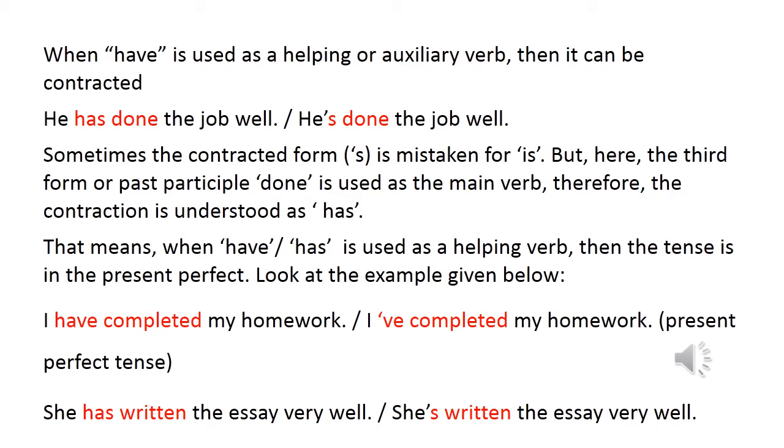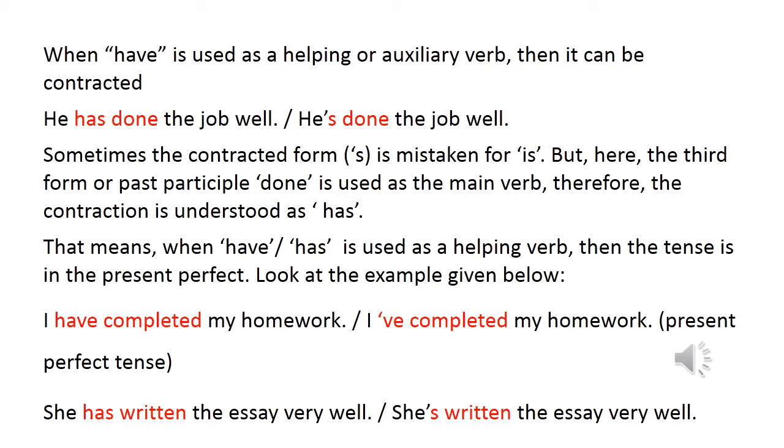Sometimes the contracted form S is mistaken for is. That's exactly what I've been explaining now. But here, the third form or the past participle done is used as the main verb. Therefore, the contraction is understood as has. So please read this a number of times and listen to it a number of times so that it will get into your mind.